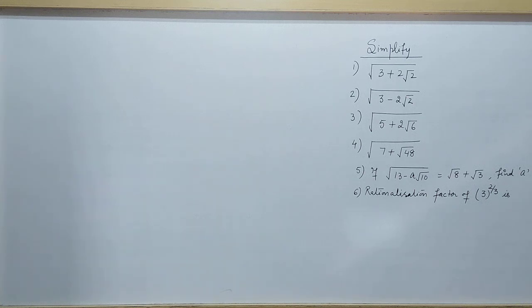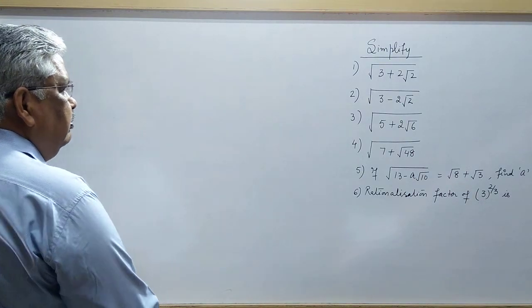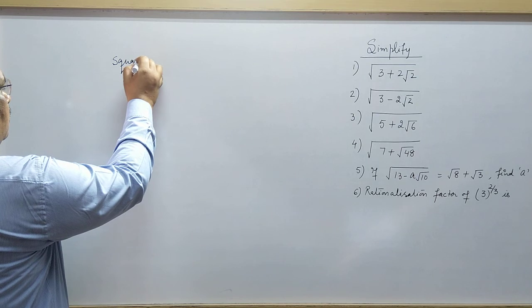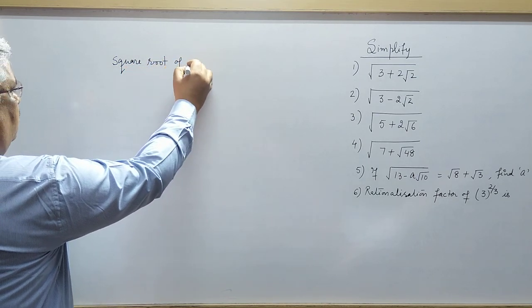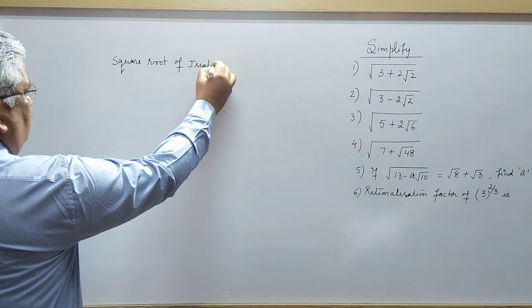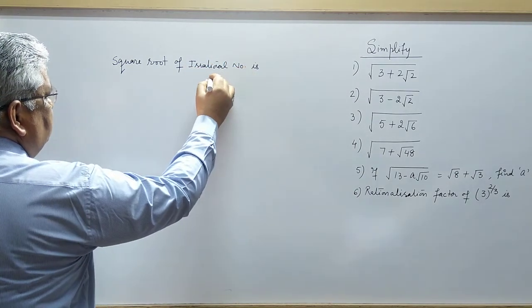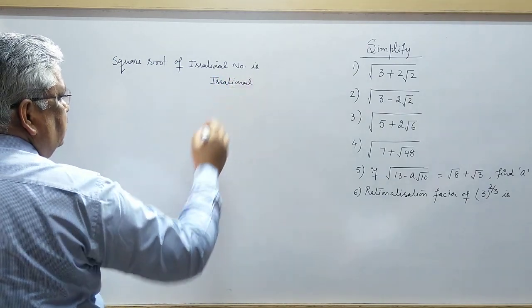This is the video to find the square root of irrational numbers. Square root of an irrational number is irrational. This is the main point.